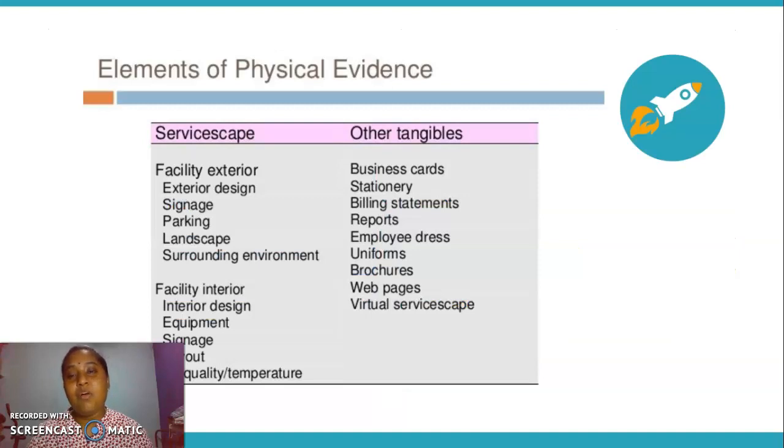Elements of physical evidence. Servicescape facilities: exterior design, signage, parking, landscape, surrounding environments. Other tangibles: business cards, stationery, billing statements, reports, employee dress, uniforms, vouchers, web pages are the other tangibles of the service environment.